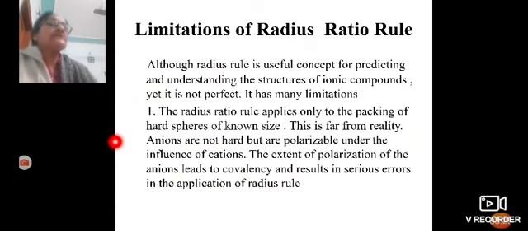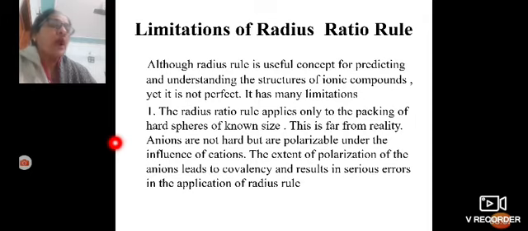Then what are the limitations of the radius ratio rule? Although the radius ratio rule is a useful concept for predicting and understanding the structures of ionic compounds, yet it is not perfect. It has many limitations. Number 1, the radius ratio rule applies only to the packing of hard spheres of known size. This is far from reality.